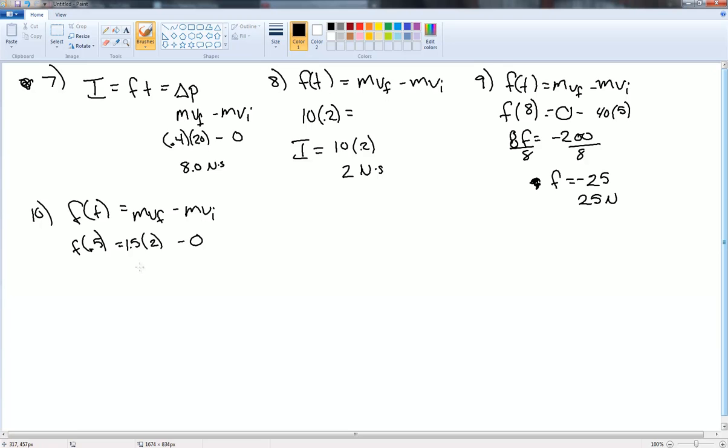So 1.5 times 2 is 3. 0.5F equals 3. Divide each side by a half. 3 divided by a half is going to be 6.